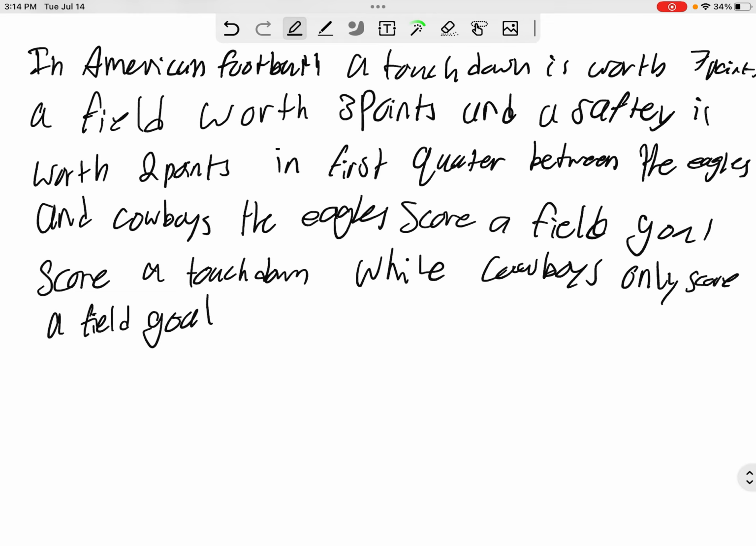In the second quarter of the game, I'm just going to write 2Q to make it faster. This means second quarter, okay? In the second quarter of the game, the Cowboys scored a touchdown.